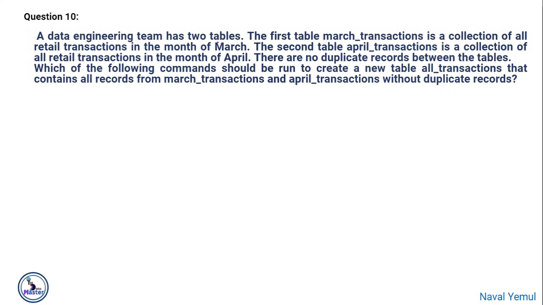Moving forward to the next question. A data engineering team has two tables. Yeah, very simple and very interesting. They have two tables. The first table, March transaction.